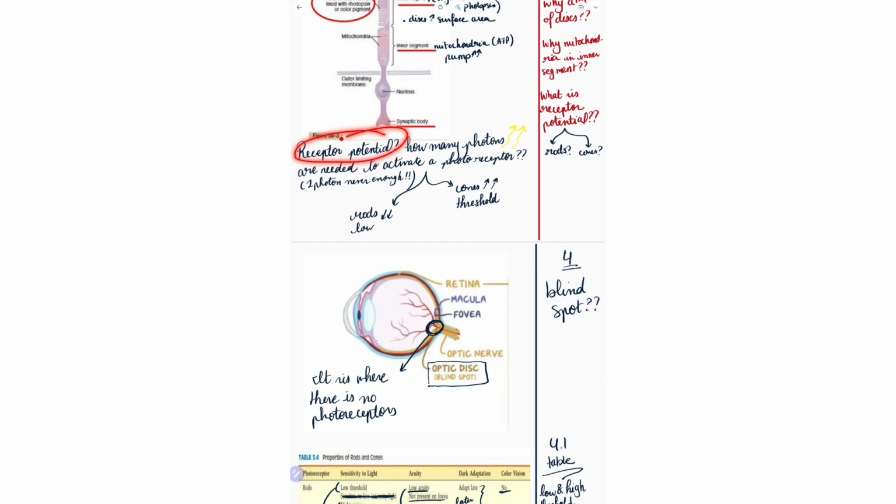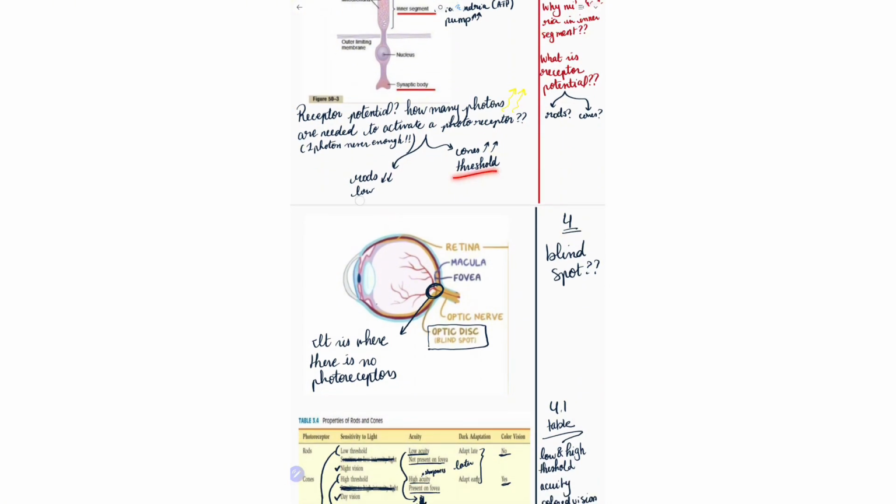So what is receptor potential? Receptor potential is how many photons or light a rod or a cone needs to activate itself. So let's say a cone was hit by 1 photon. Do you think that's enough to activate it? Of course not. So if you compare the threshold of cones and rods, of course cones will need a lot of photons to be activated, and the rods won't need that many because they work in the dark.